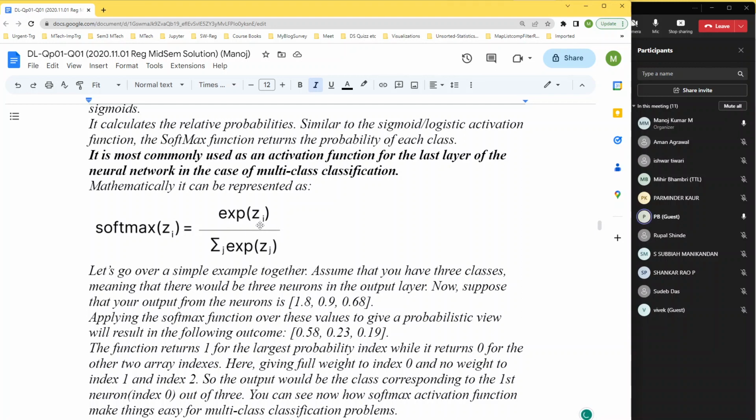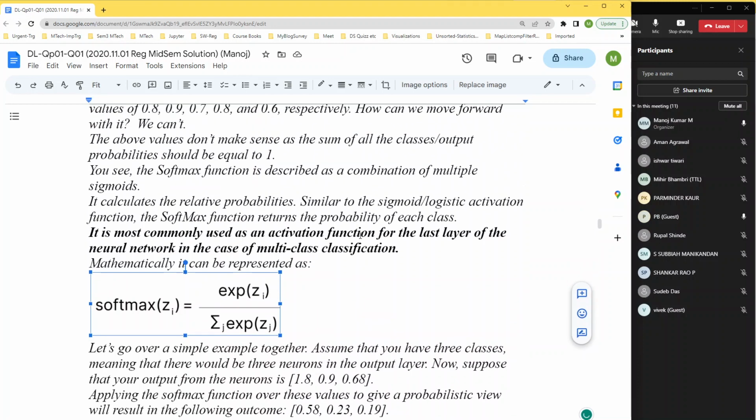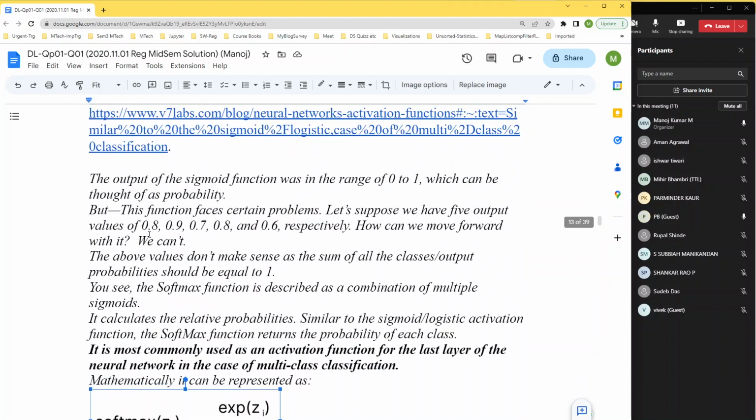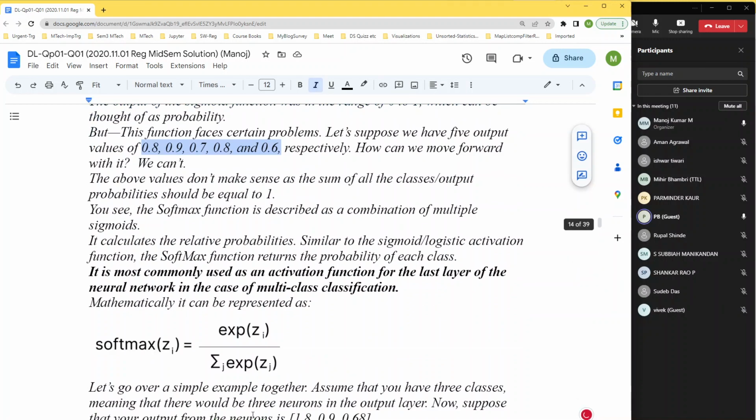If you see here, this is a simple formula: Zi divided by the sum of the Zi. The sum is the total of the outputs, like each one having 0.8, 0.9 and so on. Then it adds up everything as a denominator, and for each one it checks the probability. In this way it makes the values range from 0 to 1.